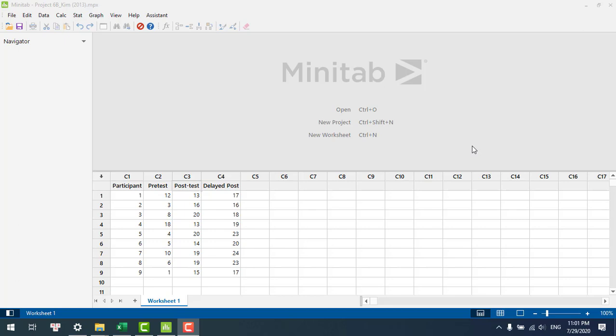We have opened Kim 2013. As you can see, Kim had 9 participants, and each participant got tested 3 times. So we have a pre-test, a post-test, and a delayed test. In this exercise, we are only going to compare the pre-test and the post-test, and I will leave it up to you to compare the post-test with the delayed post-test. So let's compare the pre-test and the post-test.